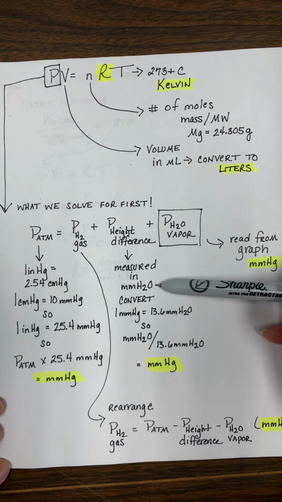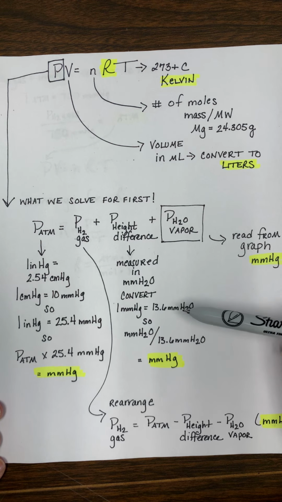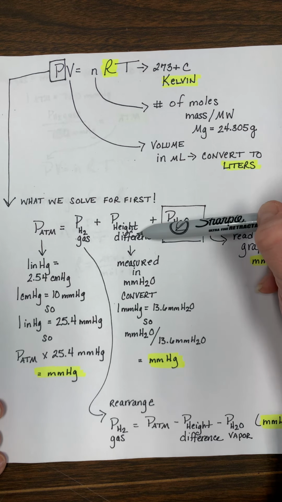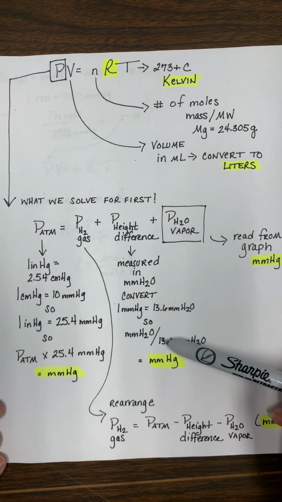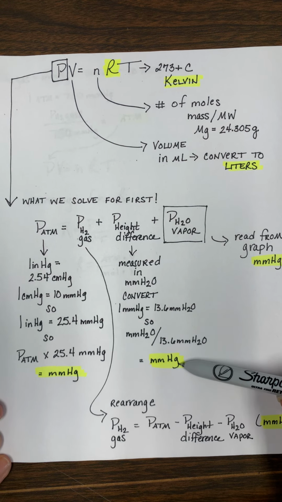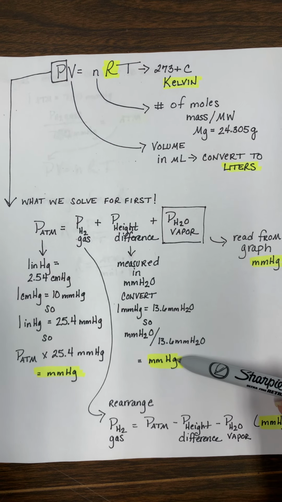Okay? Next, we have the pressure due to the height difference. Now, this is given to you in millimeters of water, not millimeters of mercury. So you need to convert the millimeters of water into millimeters of mercury. Now, 1 millimeter of mercury equals 13.6 millimeters of water. So you're going to take your measurement of your height difference, which is in millimeters of water, and divide it by 13.6 so that you can get your pressure due to the height difference in millimeters of mercury, okay?